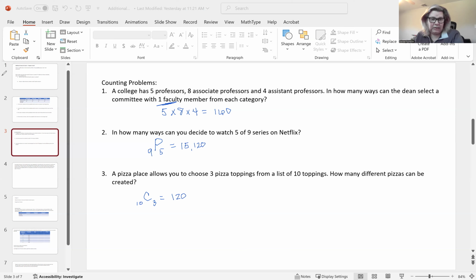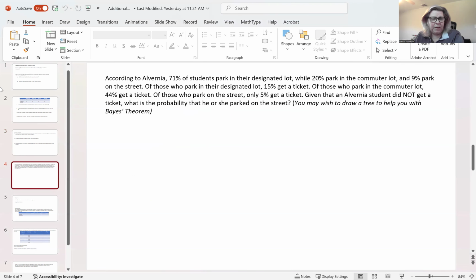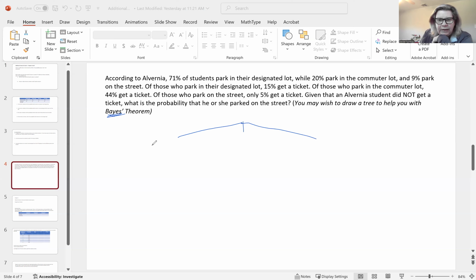The last thing that I wanted to talk about in terms of chapter 4 is Bayes' theorem. Now, you're not going to have to identify it, because it'll be set up exactly as you see here. You may wish to draw a tree using Bayes' theorem. That's where we were drawing a tree, putting down all of our different probabilities. So if we take a look, according to Alvarian, 71% park in the designated lot, 20% in the commuter lot, 9% on the street. So I've got 3 different categories.